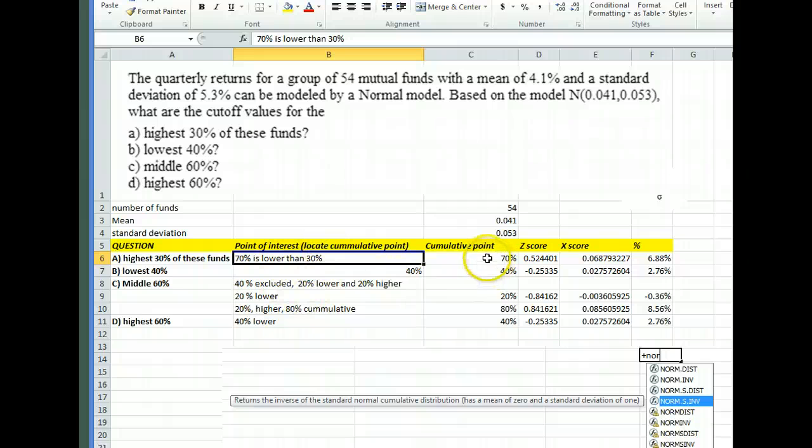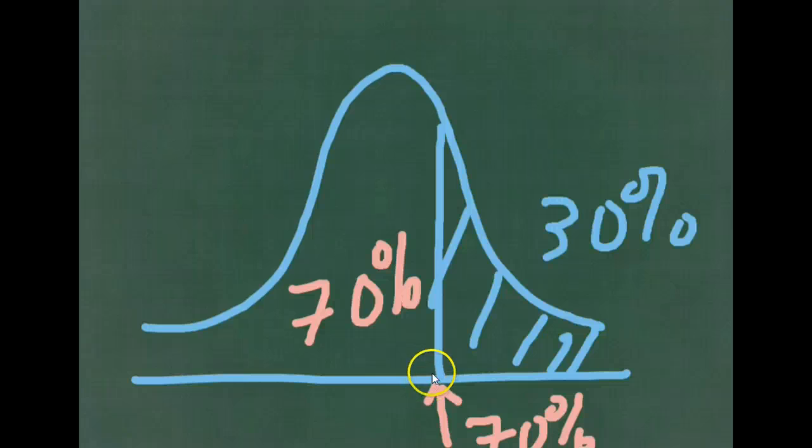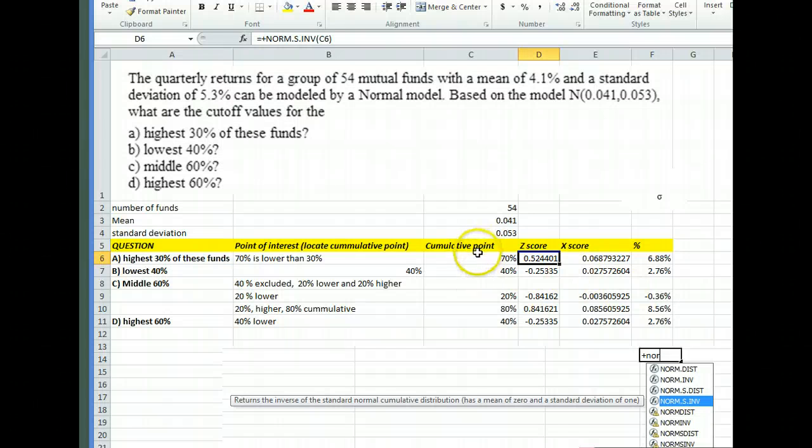We can calculate that cutoff point using the norm inverse, where this value C6 is reading 70%, so that we can get this point here, so that 30% is greater than that. That's why we're using 70 in the equation, because the equation is giving us the cumulative value, the value from this point below. So if we want 30% to be above, it means 70% has to be below. Hence, we're using 70 in this formula here.